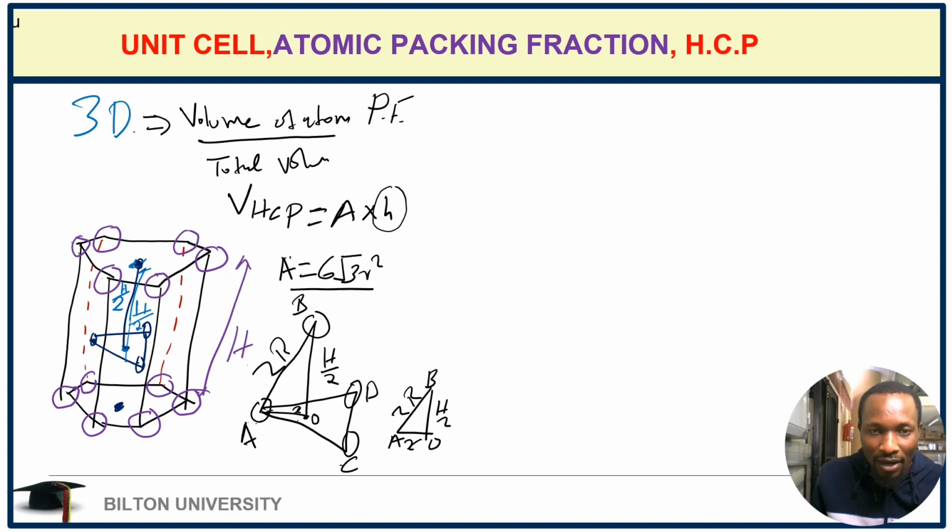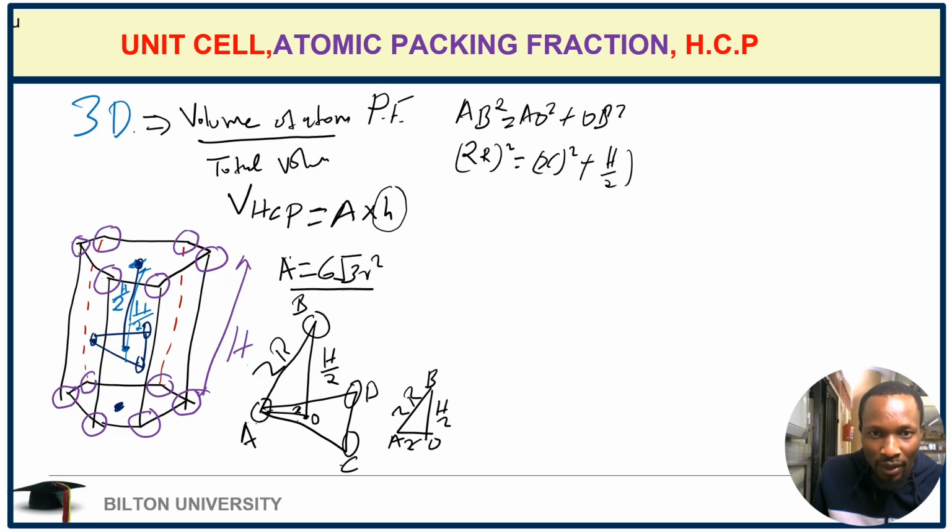So now how can we find h? We can apply Pythagoras theorem, which says AB squared is equal to AO squared plus OB squared. Now what is AB squared? AB is 2r, so we're going to have (2r) squared, which is equal to AO squared. AO is x, so it is x squared plus OB squared. OB squared is (h over 2) squared.